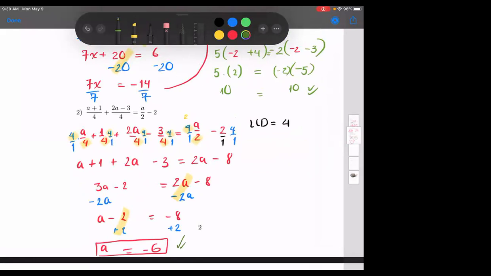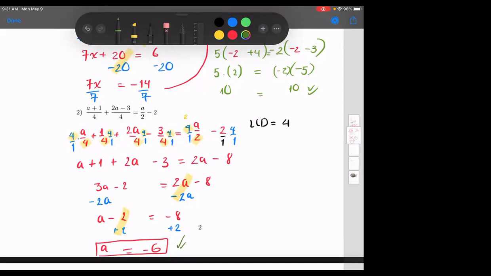-6 plus 1 is -5, over 4. -6 times 2 is 12. -15 over 4. -5, -15, that's -20. -20 divided by 4 is -4, right? So the left hand side is -4.